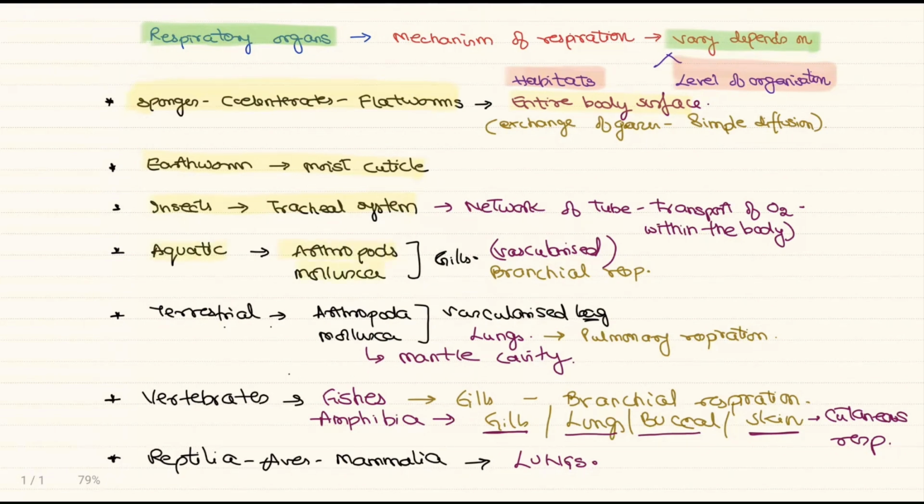Aquatic forms of arthropods and the mollusca will have gills for respiration, whereas the terrestrial forms of arthropods and mollusca will have vascularized bags called lungs. Higher forms like the vertebrates, in the case of fishes, it is gills, a few exceptions are there, and amphibia have gills, lungs, buccal as well as cutaneous respiration through skin. Higher forms like reptiles, aves and mammals, we respire only through the lungs. Let's dive deep into the respiratory structures in humans.